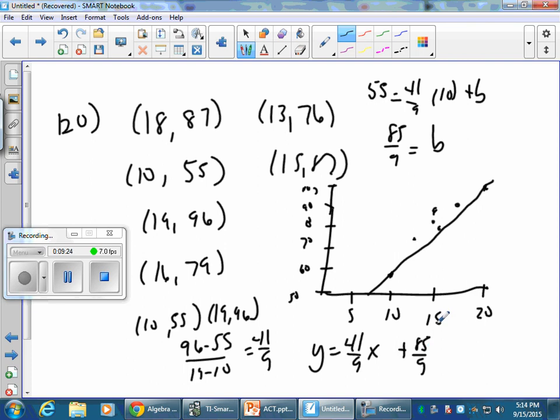And then they say estimate the average test score for a person with an average quiz score of 17. So plug 17 in here. So just 41 divided by 9 times 17 plus 85 divided by 9. And if I plug in 17, I get 87 for this average using this equation. And then it says the instructor adds 4 points to the average test score of everyone in the class. Describe the changes in the positions of the plotted points and the change in the equation of the line.